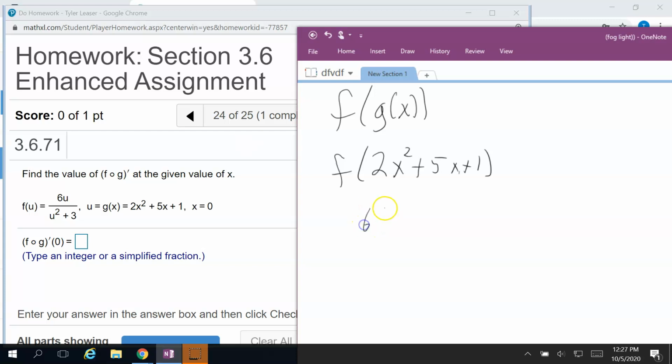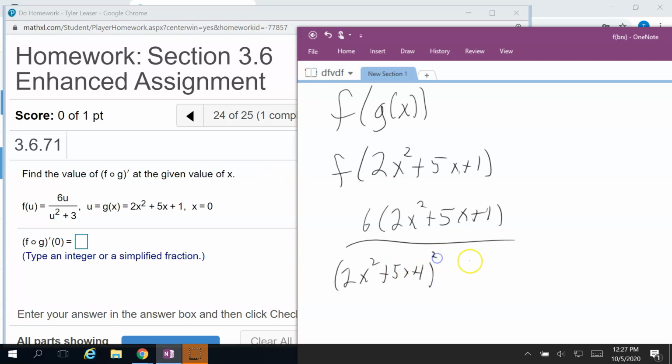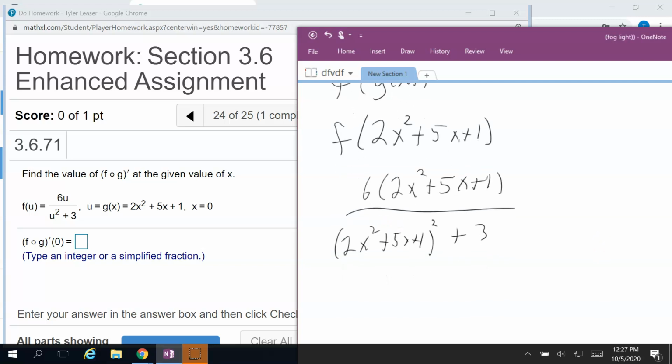So we're going to do 6 times the new variable, 2x squared plus 5x plus 1, all divided by the new variable, 2x squared plus 5x plus 1, all squared, that plus 3. So all this is replacing the u with the entire function g. We can try cleaning this up a little bit. It's gross. But maybe multiply the 6 into the top, and then you could even square this thing out on the bottom.